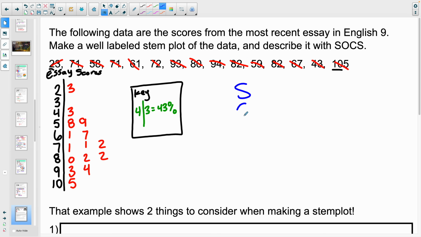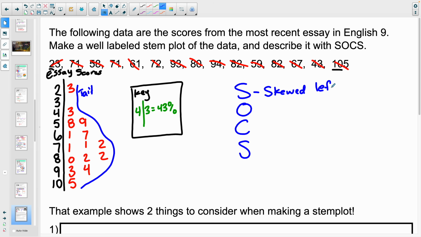So we start with shape. Shape on this one. Okay, I would say that this is a tail down here. Right? And that tail down there means it's going to be skewed left. Right? Because if it's skewed towards the smaller numbers, that's left. If it was skewed towards the bigger numbers, that would be right. So we got skewed left.